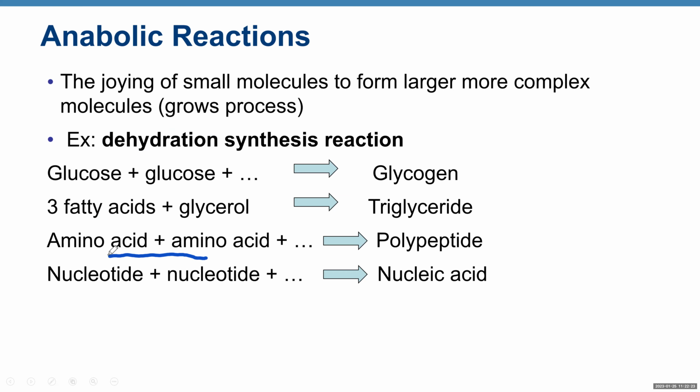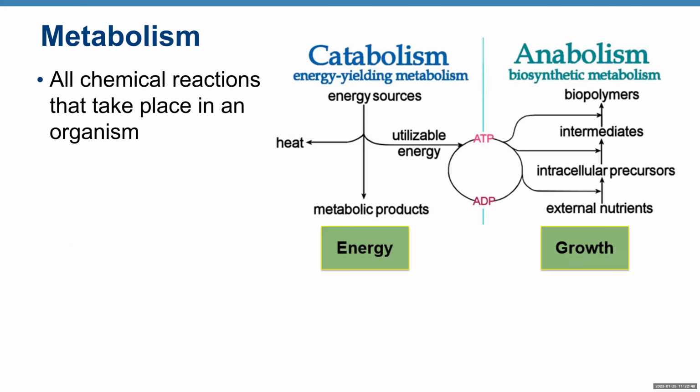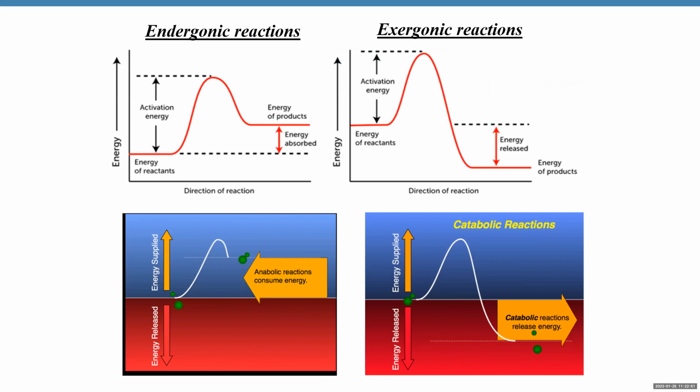Or an amino acid plus another amino acid makes a polypeptide. So a polypeptide is a polymer that is larger than an amino acid. Or nucleotides join together forming nucleic acid, such as your DNA or RNA. So that's your building. You're building larger molecules from smaller building blocks. And to build something bigger, you need energy to do it, right? That's why anabolic reactions are actually endergonic. Oh, I'm sorry. Yeah, endergonic.